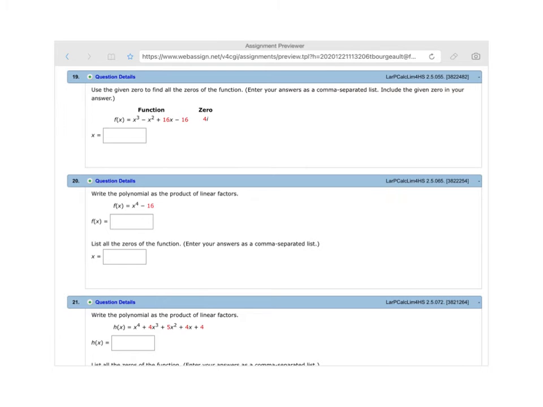If that went too fast, just pause the video, make sure you can get it yourself. So from here, I now know x squared plus 16, and that's not going to work out for me. I can do long division to find the last factor.